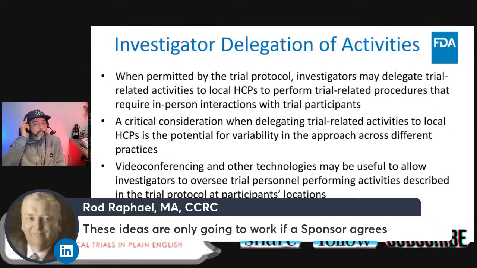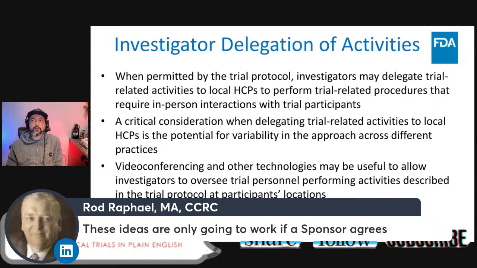When permitted by the trial protocol, investigators may delegate trial-related activities to local healthcare providers to perform trial-related procedures that require in-person interaction with trial participants. A critical consideration when delegating trial-related activities to local HCPs is the potential for variability in the approach across different practices. Yeah. Video conferencing and other technology may be useful to allow investigators to oversee trial personnel performing activities described in the trial protocol at participants' locations.